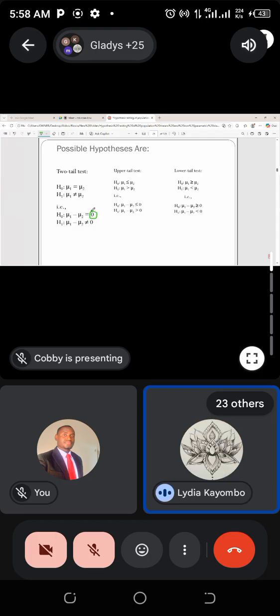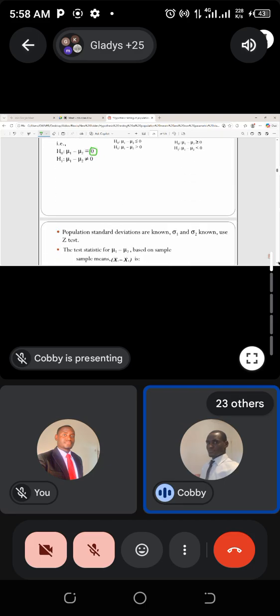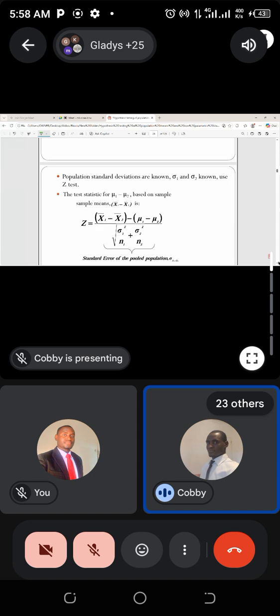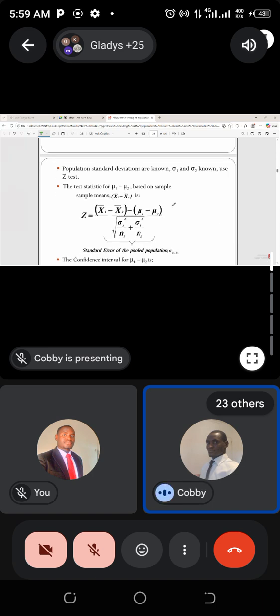If they are equal, that's what it means. But if they are not equal, when you subtract, the answer won't be 0. So these are just the summary of what these things are saying. So now you have to first calculate the test statistic.